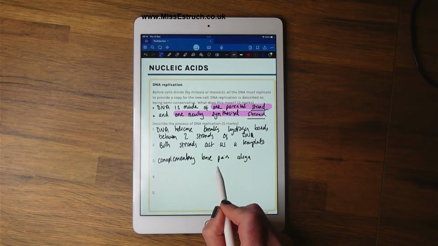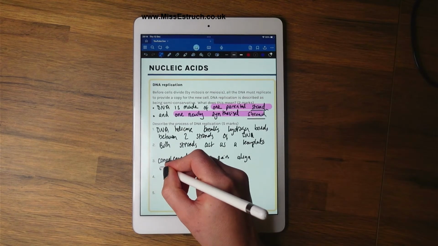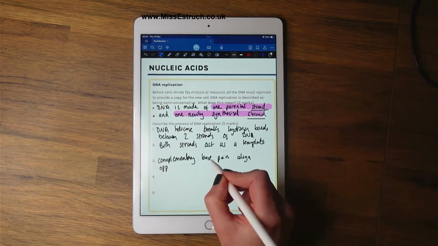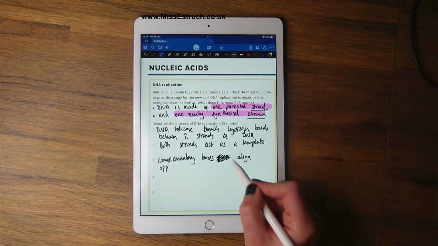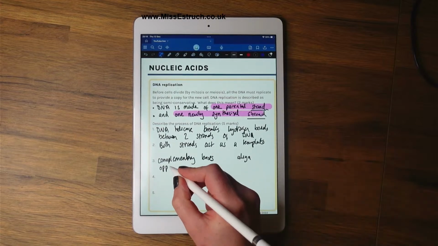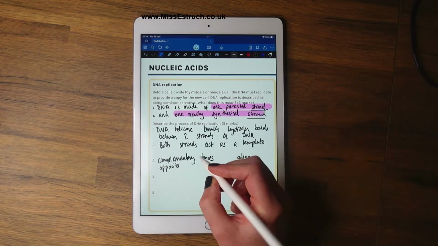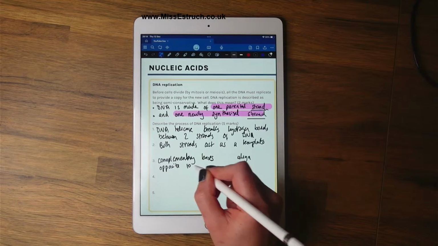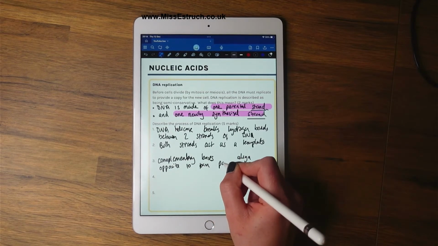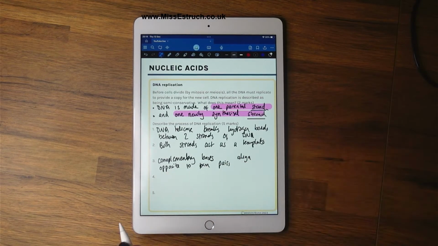Complementary base pairs align. Or in fact, it'd actually be complementary bases. To say pairs there doesn't quite make sense. Complementary bases align opposite to form pairs. But the key thing is the complementary bases.